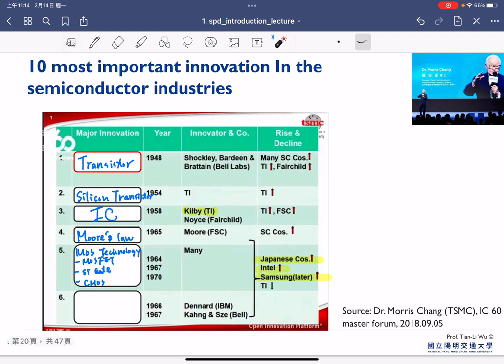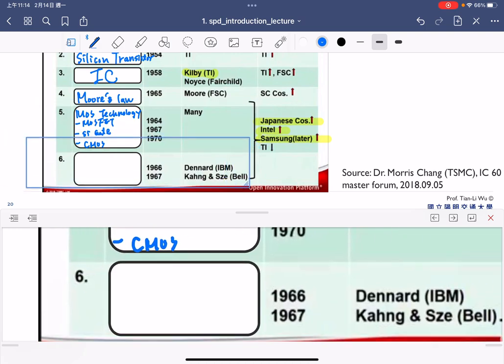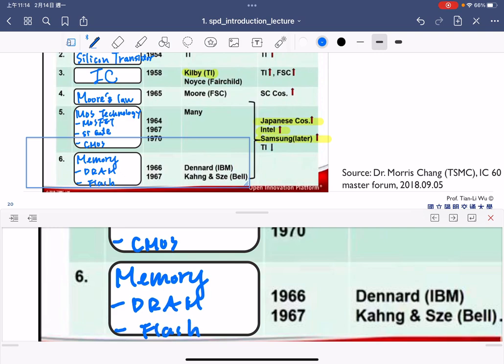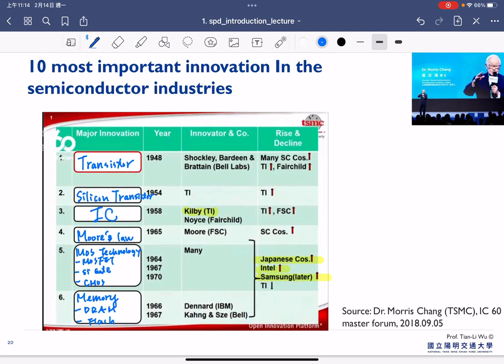And the sixth one is memory technology, including, for example, DRAM and also flash memory. When we talk about flash, then for sure we need to talk about Professor Simon Sze, who is also a professor at NYCU. He invented the charge-based floating gate memory, which in general we call flash memory.